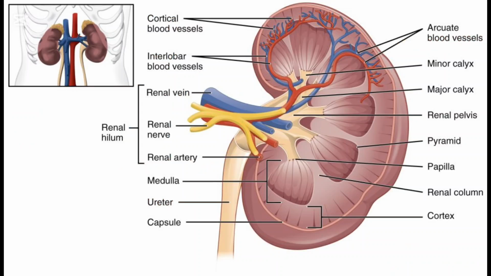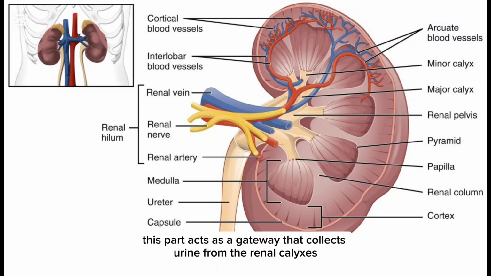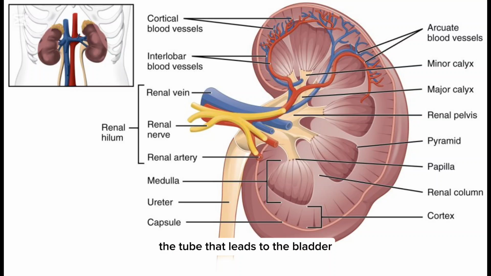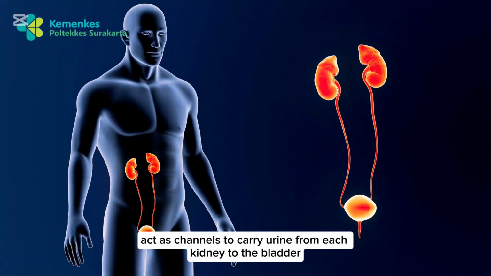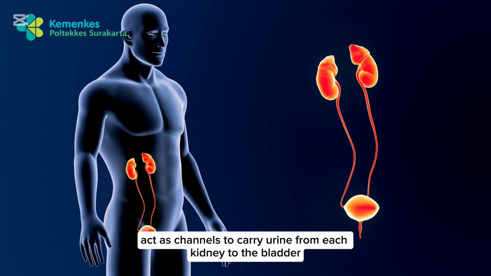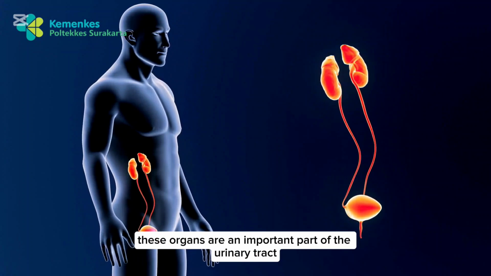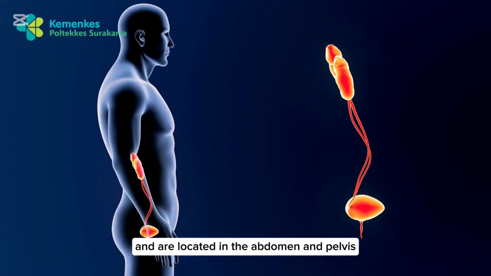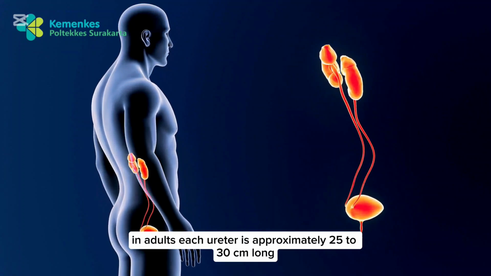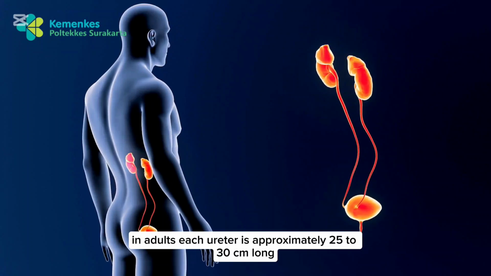The renal pelvis is a funnel-shaped structure located in the deepest part of the kidney, right in the center. This part acts as a gateway that collects urine from the renal calyxes and channels it to the ureter, the tube that leads to the bladder. The ureters are two small muscular tubes that act as channels to carry urine from each kidney to the bladder. These organs are an important part of the urinary tract and are located in the abdomen and pelvis. In adults, each ureter is approximately 25 to 30 centimeters long.